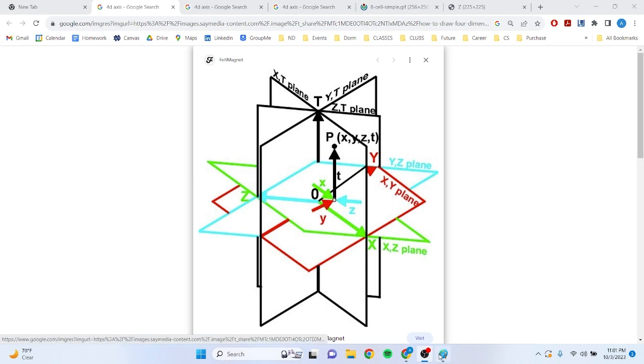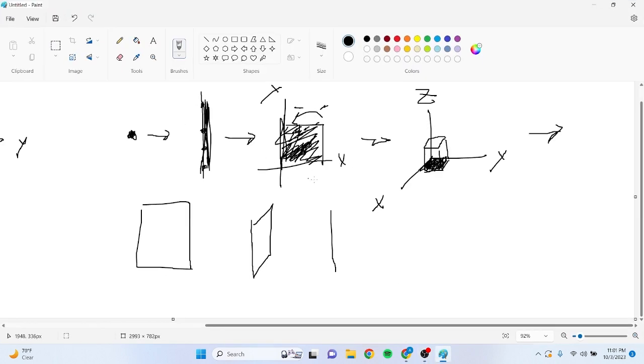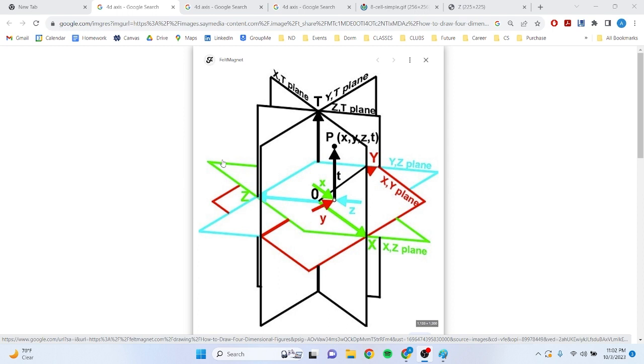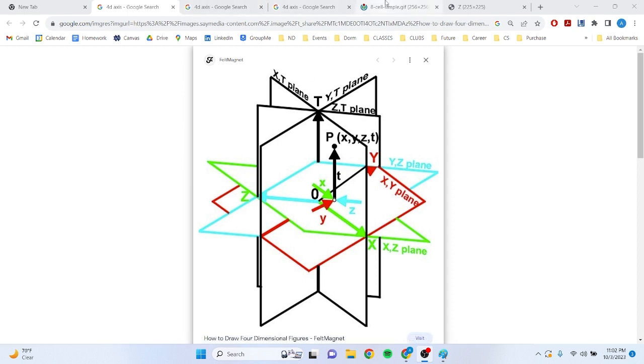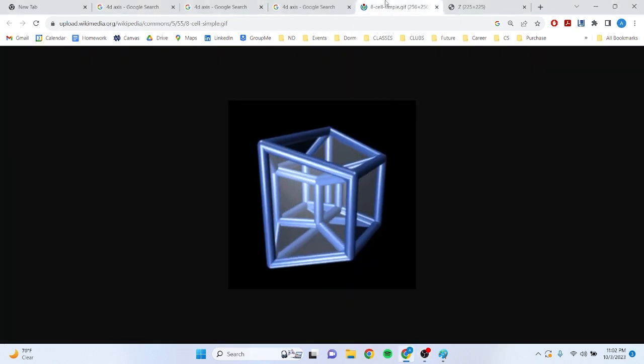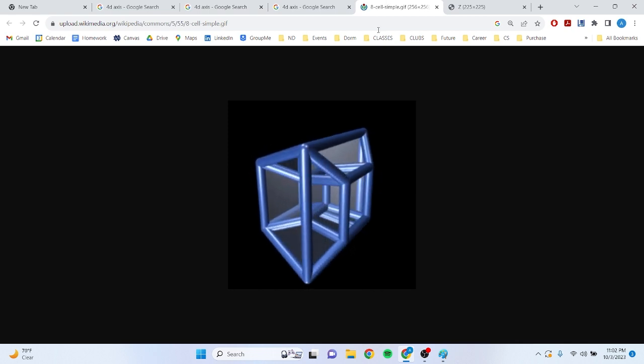So just like how the second dimension is a cross section of two first dimension lines, and the third dimension is a cross section of three 2D planes, the fourth dimension is a cross section of four 3D axis systems. So you have the X, Y, and Z in all X, Y, and Z. And this allows you to get objects like this, which is just like an extruded cube.